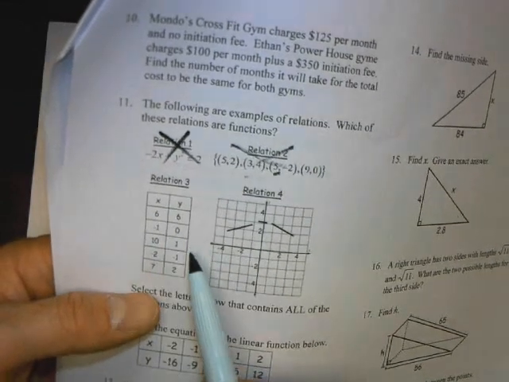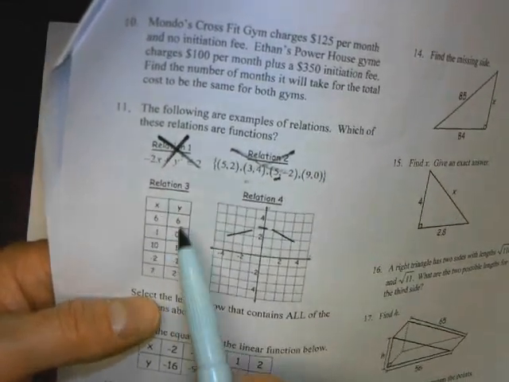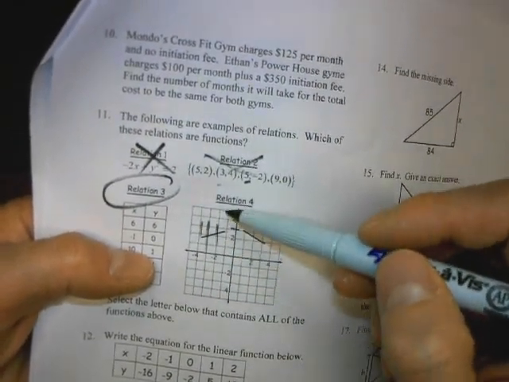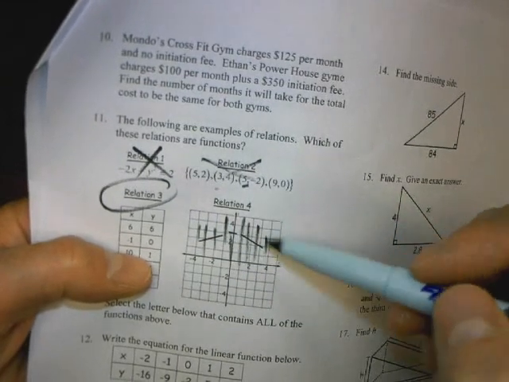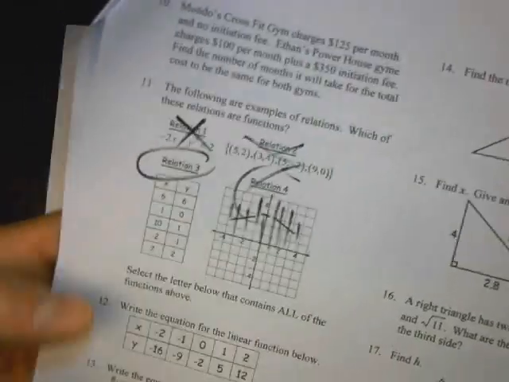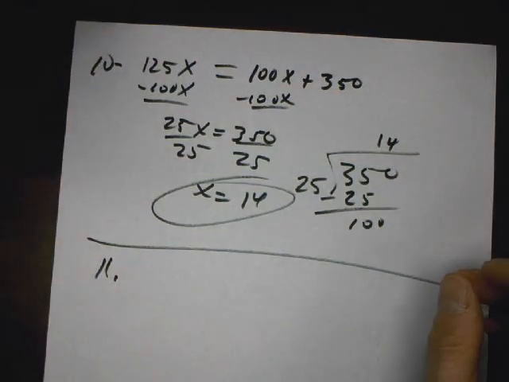Relation 3. You see, none of my x's repeat. That's a function. And relation 4, none of my x's should repeat. In other words, if I were to draw a vertical line down any of the graph, it should only hit everything one time. That's a function. Answer 3 and 4 for number 11. So remember the vertical line test for that.